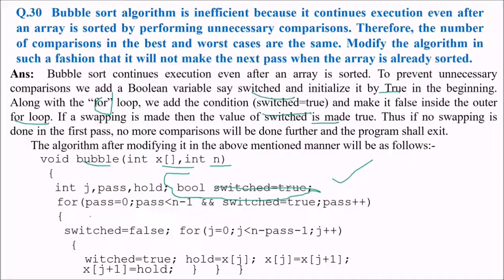When we pass, we check for n minus 1 and also if switched equal to true, then only we go inside. If we went inside, we make it false. For the next pass, we make it true again. When it is true, we can go back and check. So this true, here false and here true will let us implement this algorithm such that there will be no extra comparison or inefficiency once the sorting is achieved.